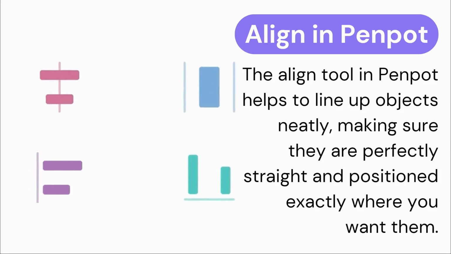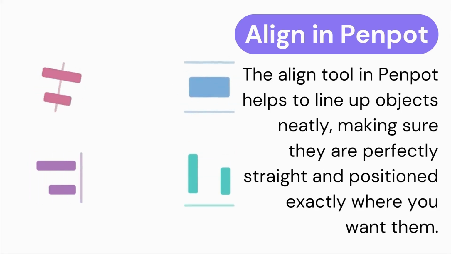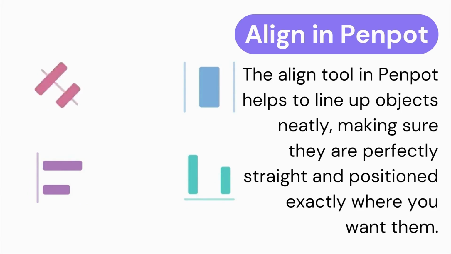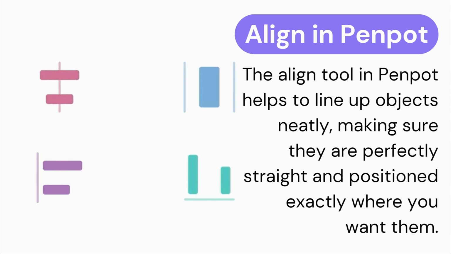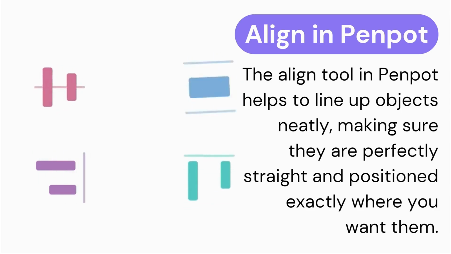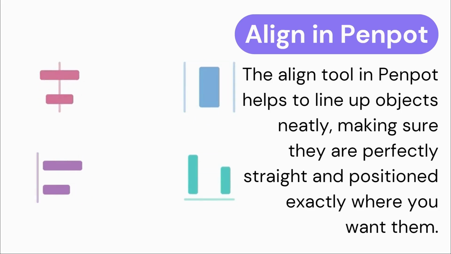These align tools in Penpot help us line up objects neatly, making sure they are perfectly straight and positioned exactly where you want them. To align objects, you just select the object and use these align buttons. Let us see this practically.